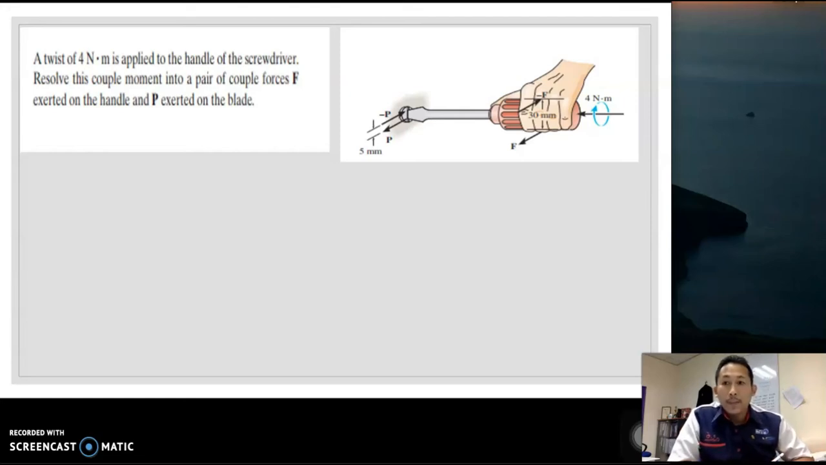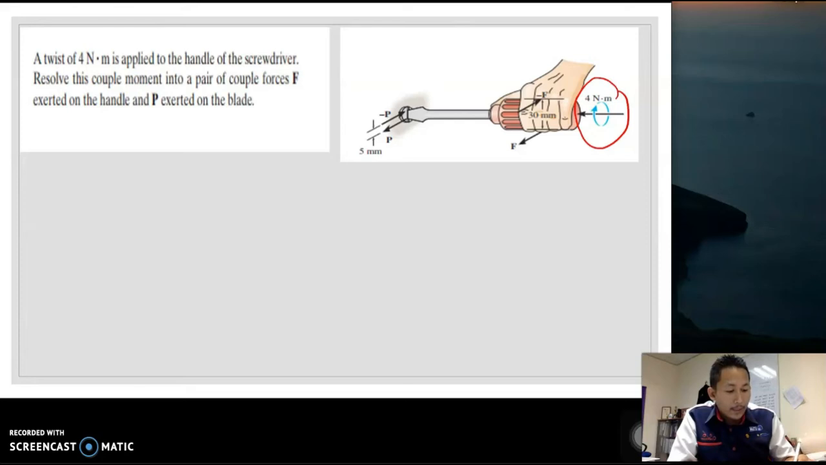Okay, for question number 3, a twist of 4 Newton meter is applied to the handle of the screwdriver. Resolve this couple moment into a pair of couple forces F exerted on the handle and P exerted on the blade.